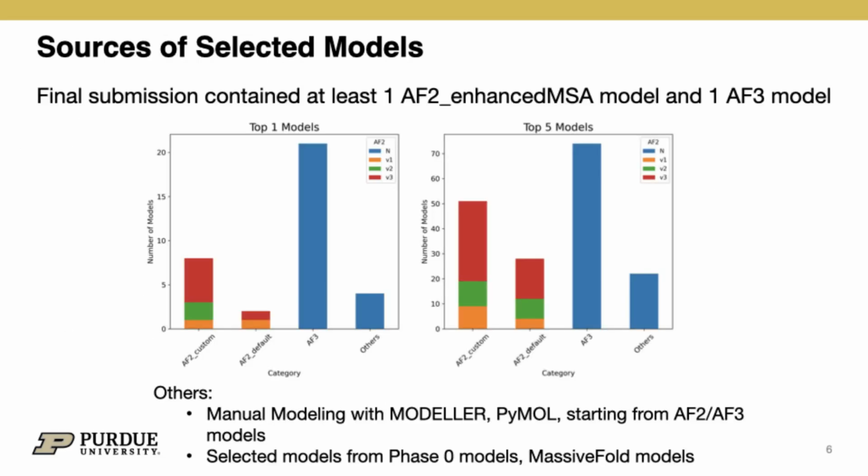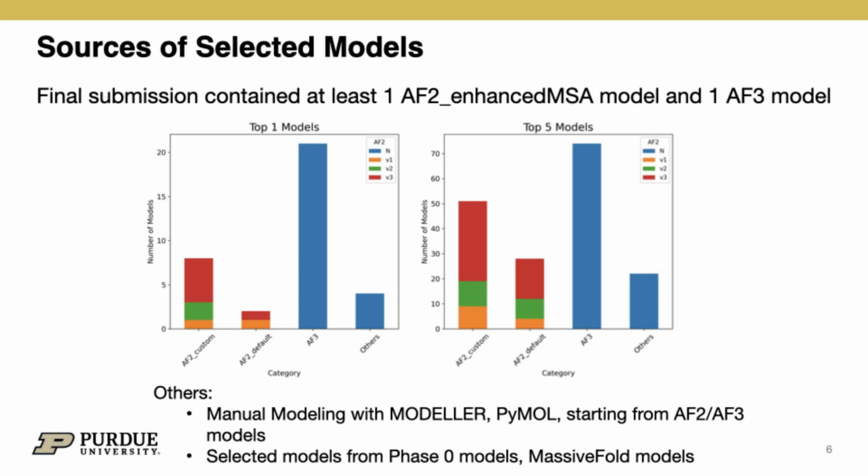So this is the summary of the models, where the models come from. For top one models, most of the models, the majority of the models, came from AlphaFold 3. This AlphaFold 2 custom is the AlphaFold 2 with the Logan MSA. And this is AlphaFold default. This is one of the parameters with AlphaFold regular MSAs. Others means that either we did manual modeling or we selected from the MassiveFold or something.